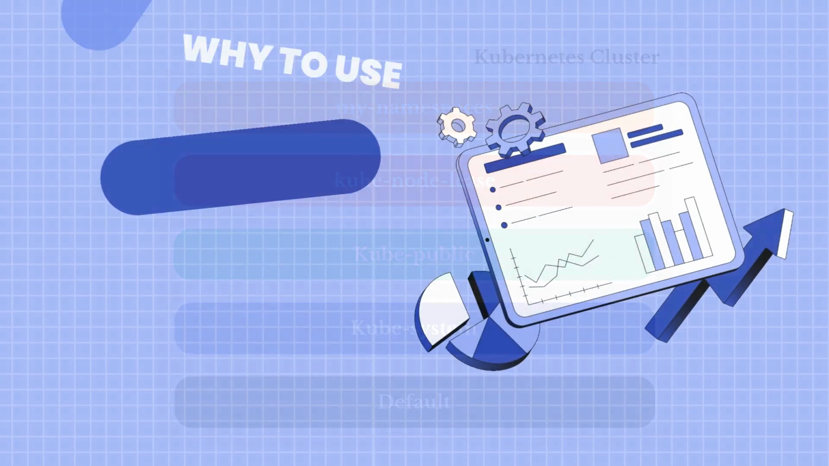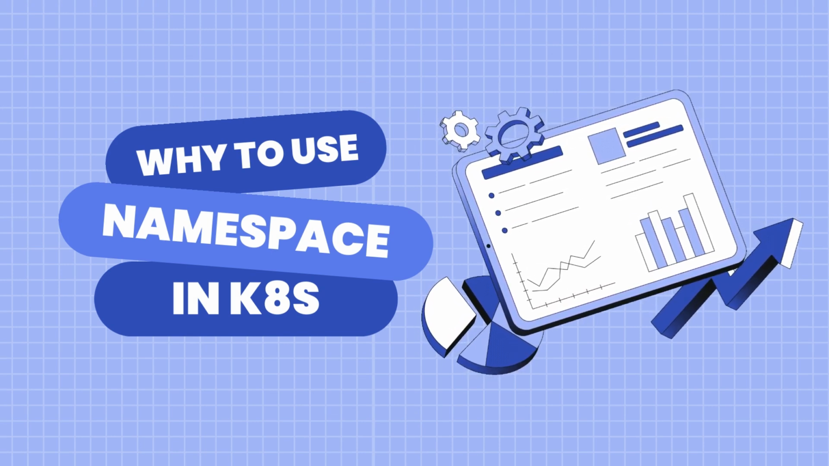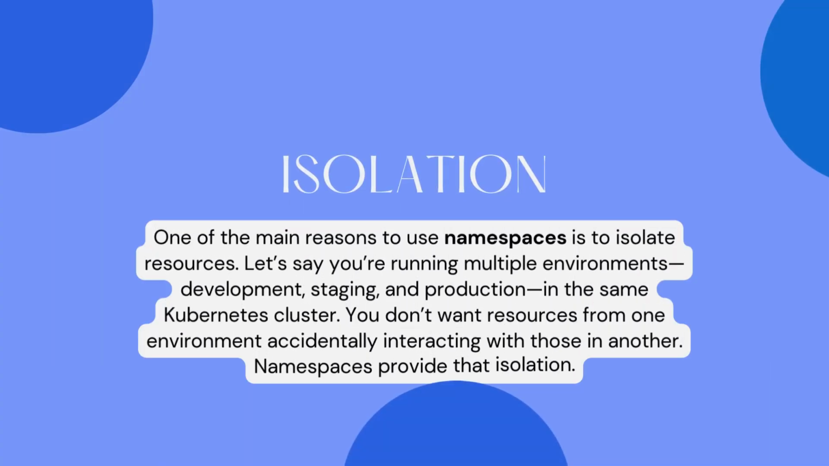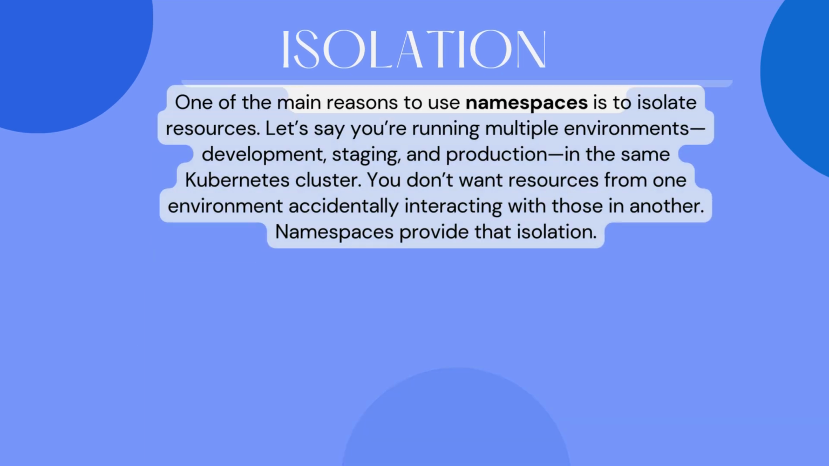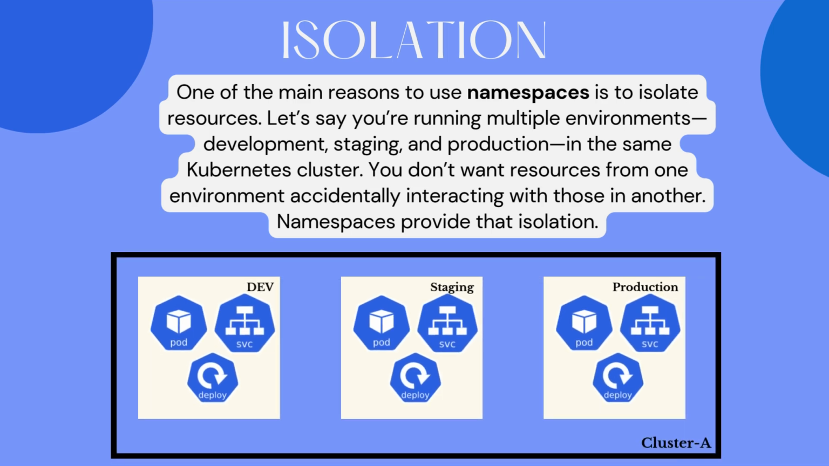But first, we need to understand why you would want to use namespaces in the first place. Well, there are several key reasons for that. First is isolation. One of the main reasons to use namespaces is to isolate resources. Let's say you are running multiple environments, development, staging, and production, in the same Kubernetes cluster. You don't want resources from one environment accidentally interacting with those in another. Namespaces provide that isolation. So if you put all these pods for dev, testing, and production in the default namespace, they are going to interact with each other and you will not have any control.